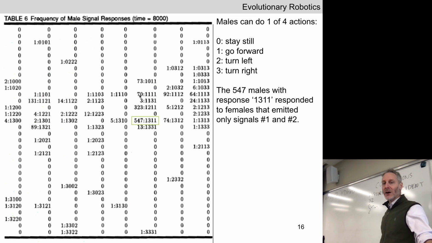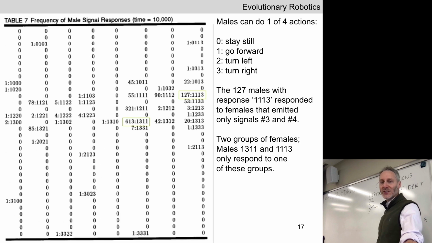Among these 2 groups, among these 70 males and these 547 males, who do you think's got a sunnier future? It's already starting to become obvious, right? These males. Okay, should we keep going? All right, let's fast forward through evolutionary time. Here's the state of play after the same simulation 10,000 time steps later.